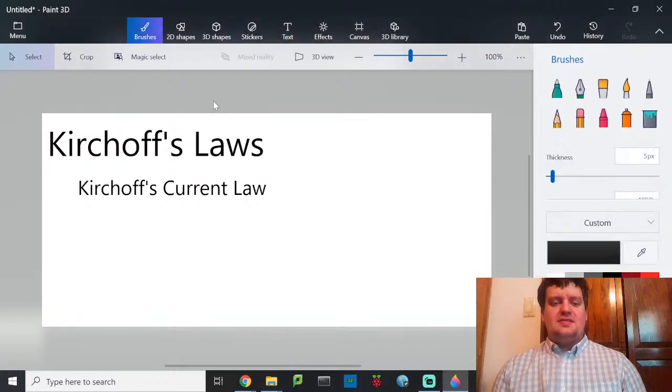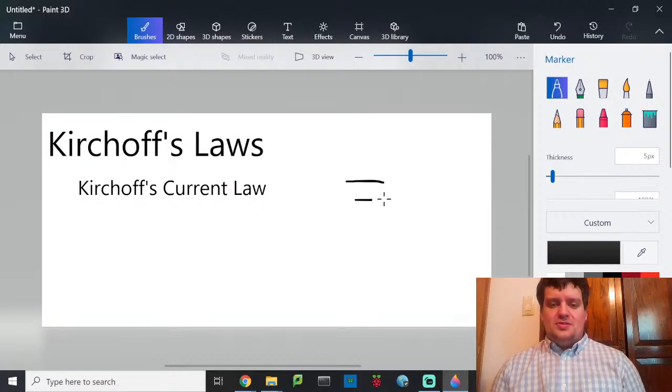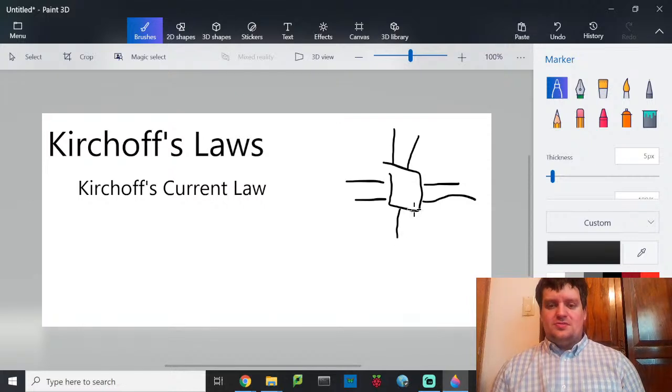Now, the idea behind KCL is, let's say I've got a road coming in to an intersection. Okay, and this is my intersection. And let's say I've got three other roads in this intersection. Let's assume that they're all one-way roads, just to make this fun. This is a one-way road, this is a one-way road, and this is a one-way road.